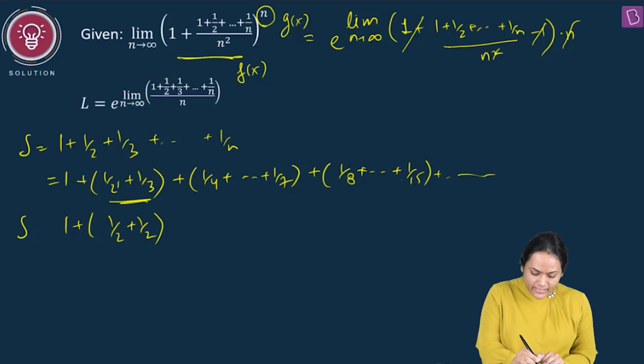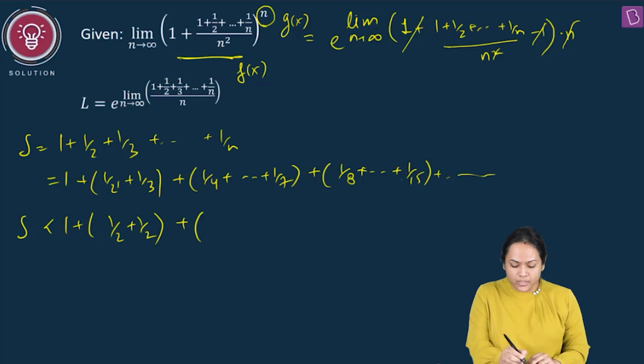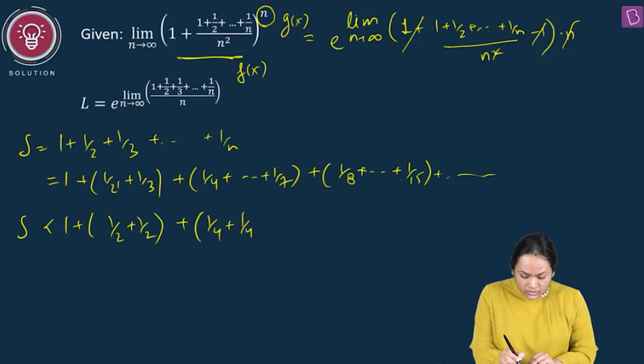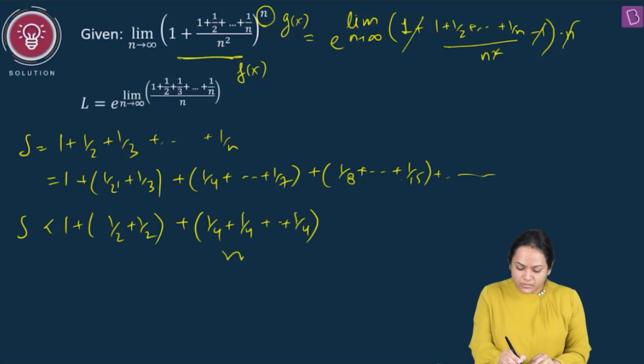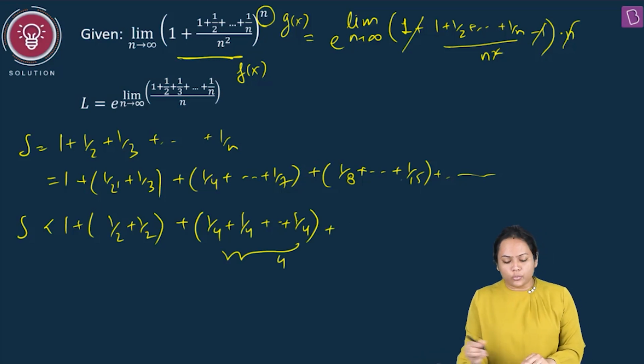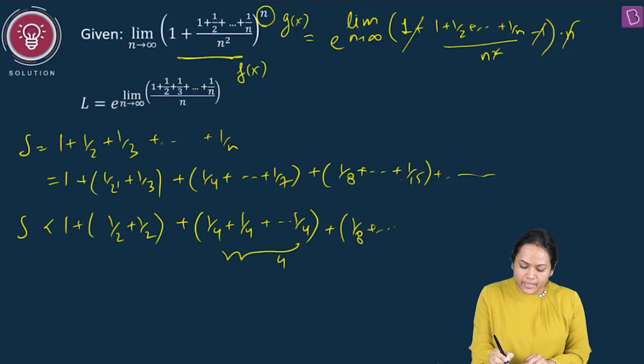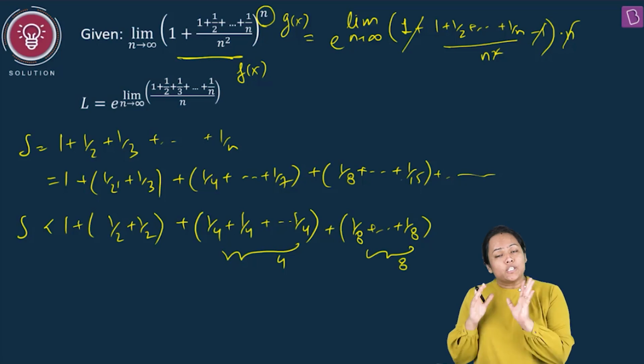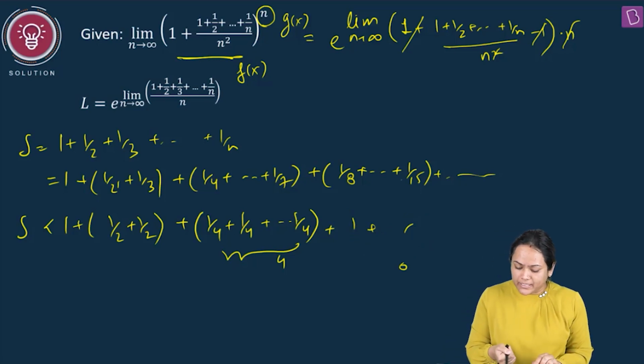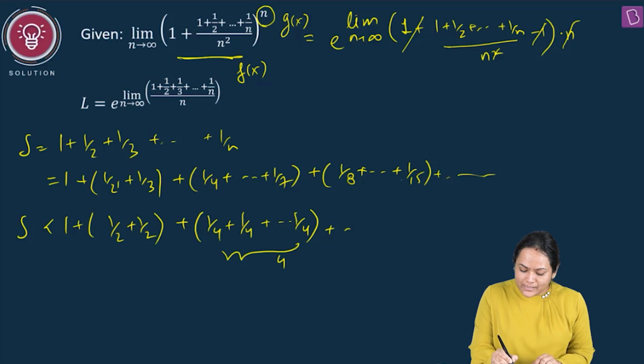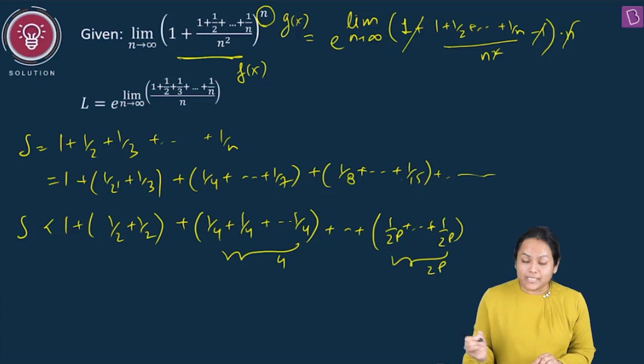So I'll get S less than this part. Similarly, my third bracket or the third group will be less than 1 by 4 plus 1 by 4 till 4 times. Then I have the fourth one as 1 by 8 plus 1 by 8 plus 1 by 8 till 8 times and so on and so forth. So I can say that lastly I might get something like this. I'll have the last one as 1 by 2 raised to p plus 1 by 2 raised to p plus 1 by 2 raised to p till 2 raised to p times.